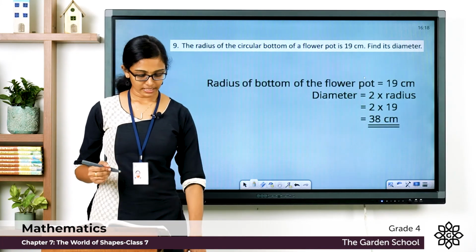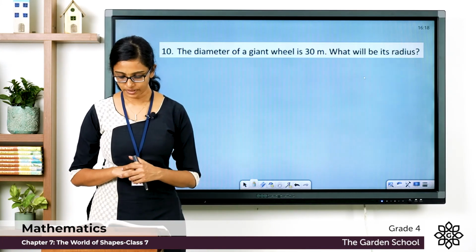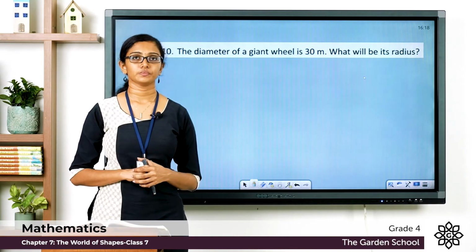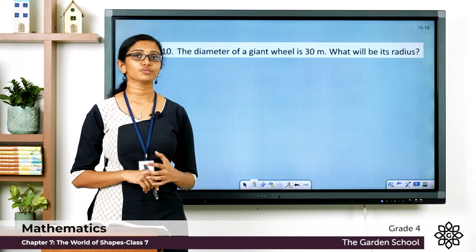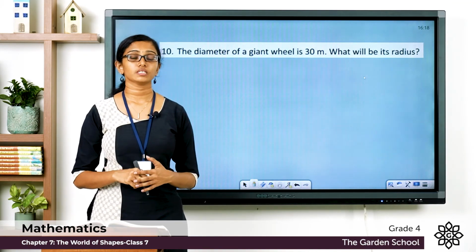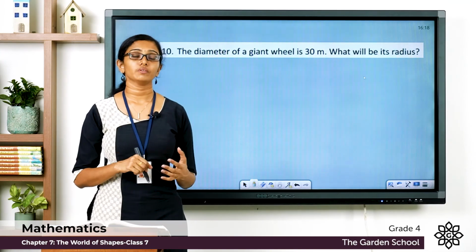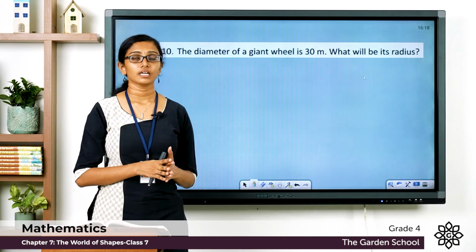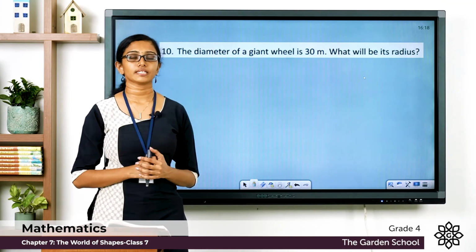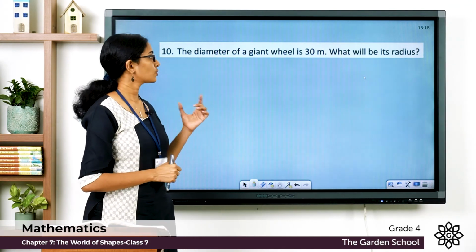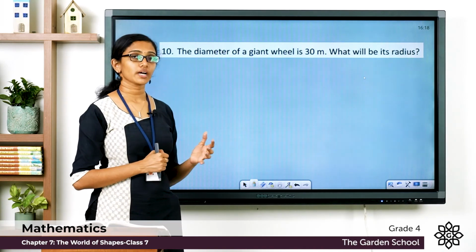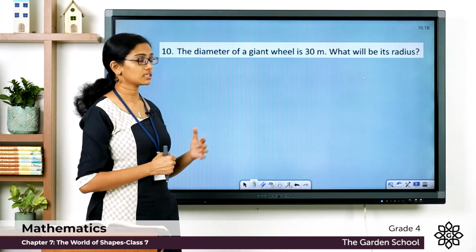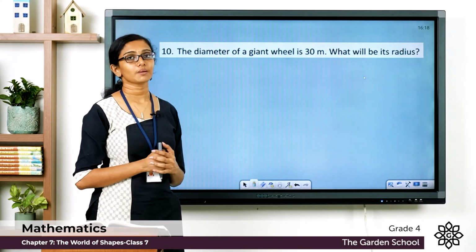Now let's see the last question. Question number 10. The diameter of a giant wheel is 30 meter. What will be its radius? We know diameter is equal to twice the radius. So what if we are given the diameter? How will we find the radius? If diameter is twice the radius, radius will be half of the diameter, right? So given the diameter of the giant wheel is equal to 30 meter, the radius would be half of 30 meter, or 30 meter divided by 2.